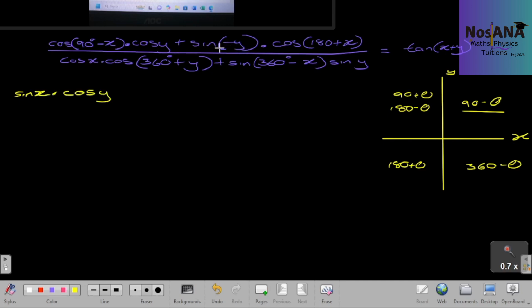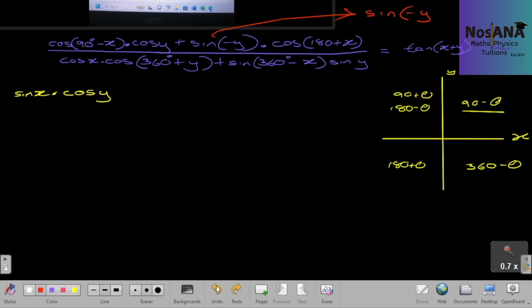Now check here. Let me write that in red. This part here is sine of minus y. What we are taught is that when we have a negative angle, we can just add 360. Why? Because 360 is just one revolution, so it doesn't make a difference. It's like stopping where you started. So that's what we are going to do there.